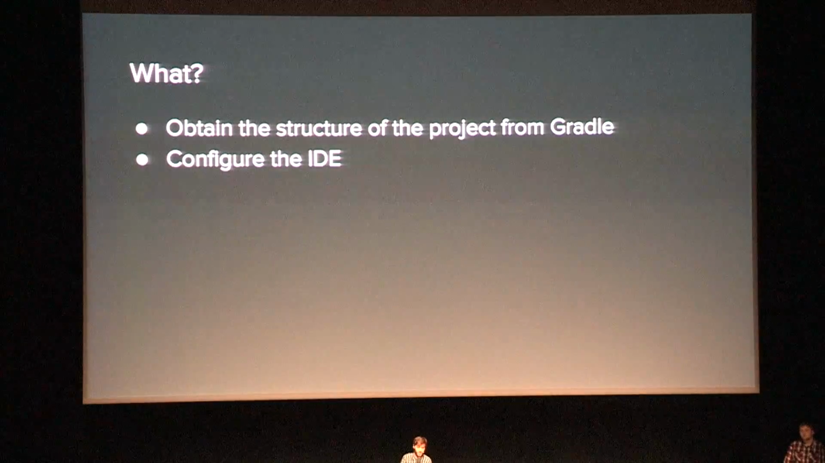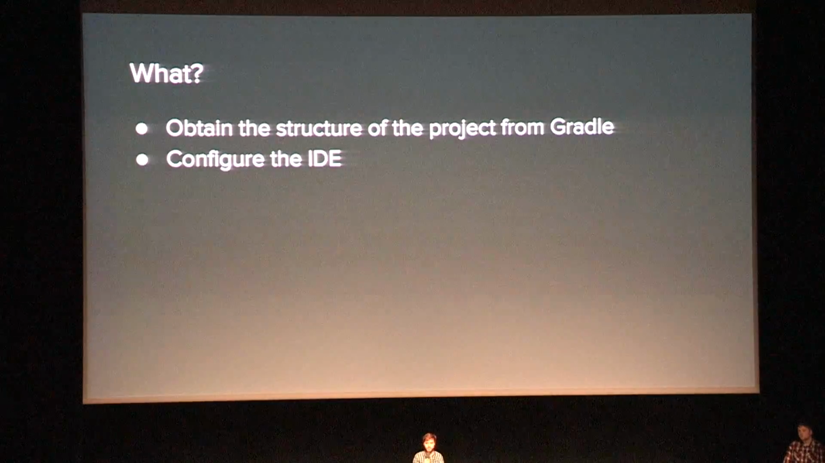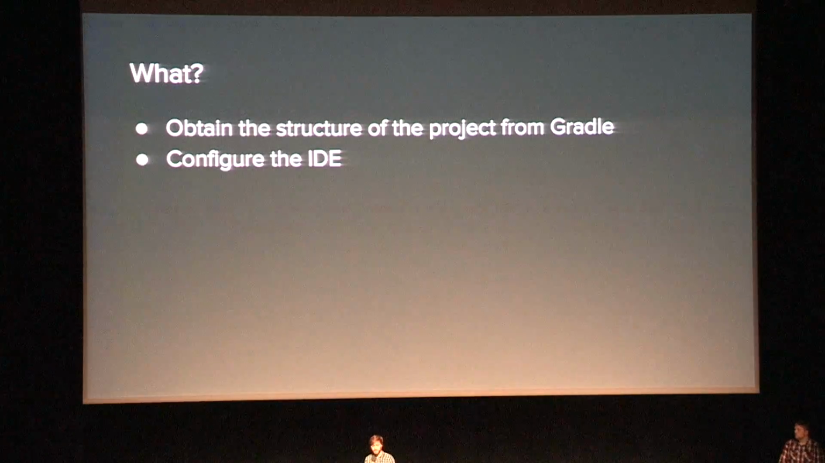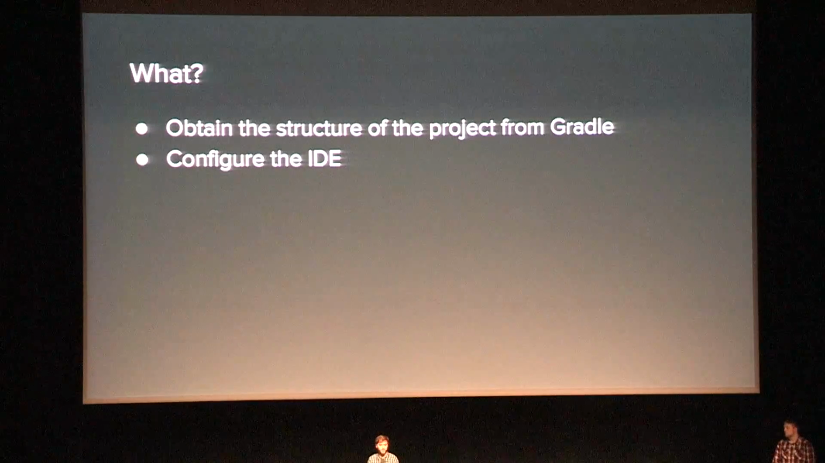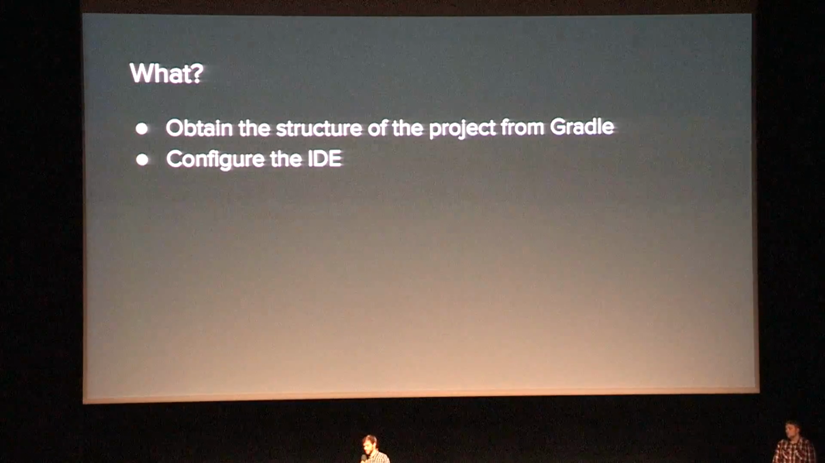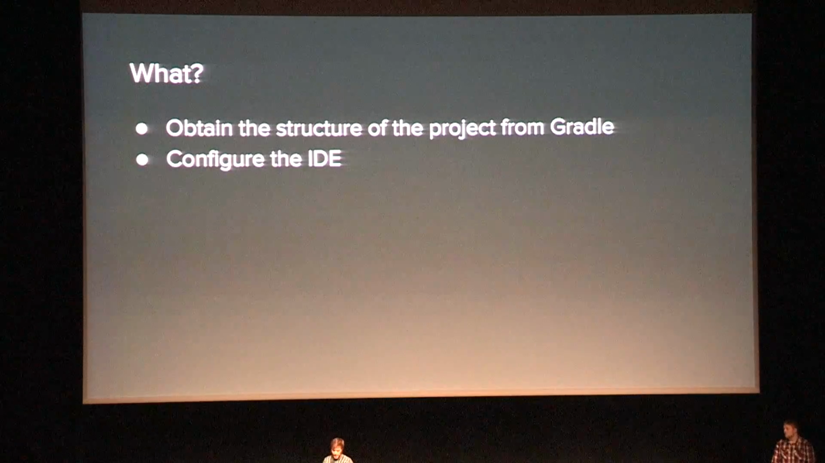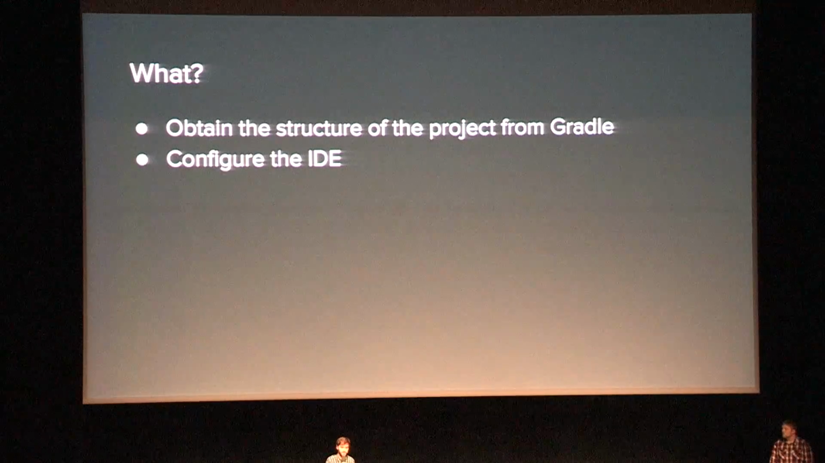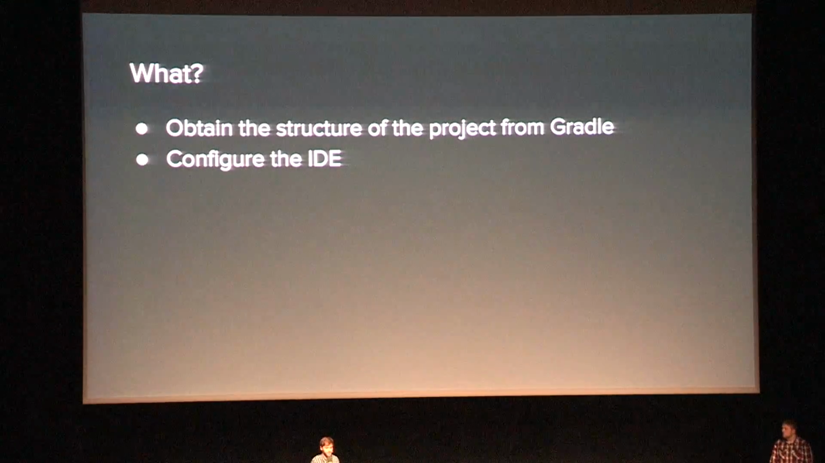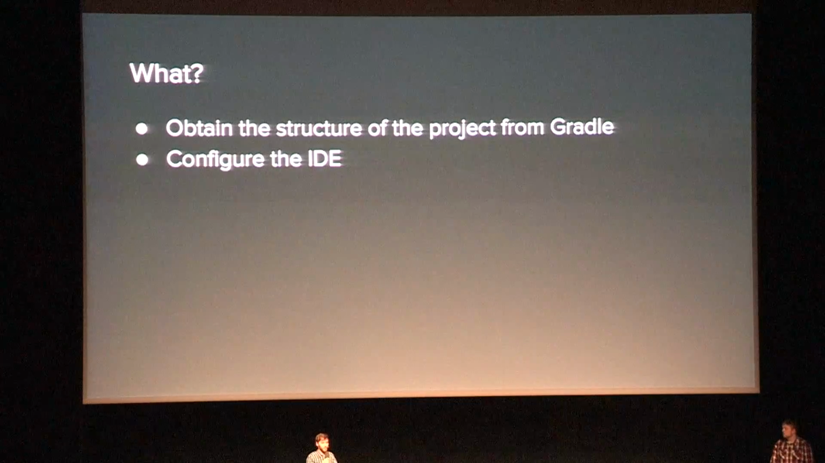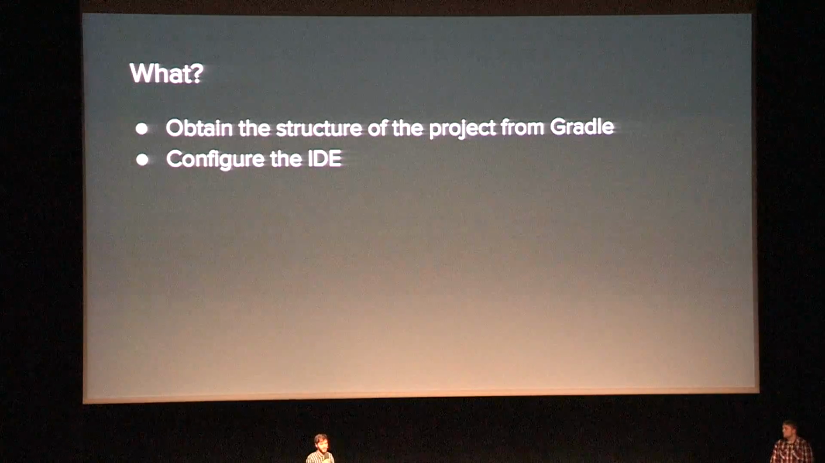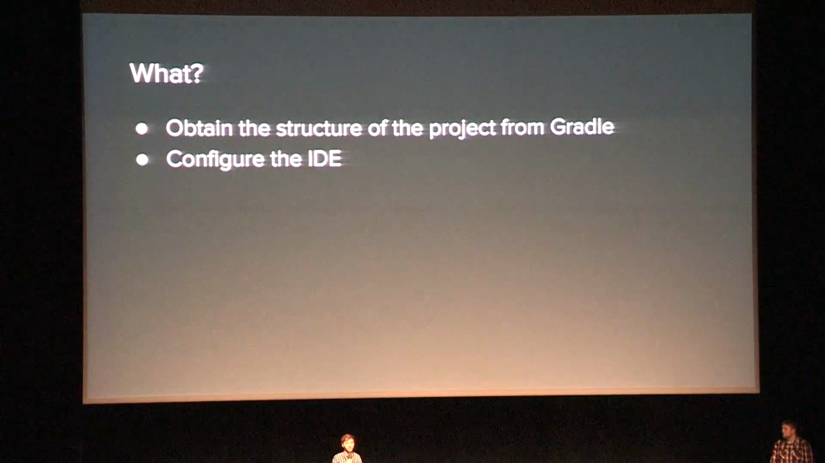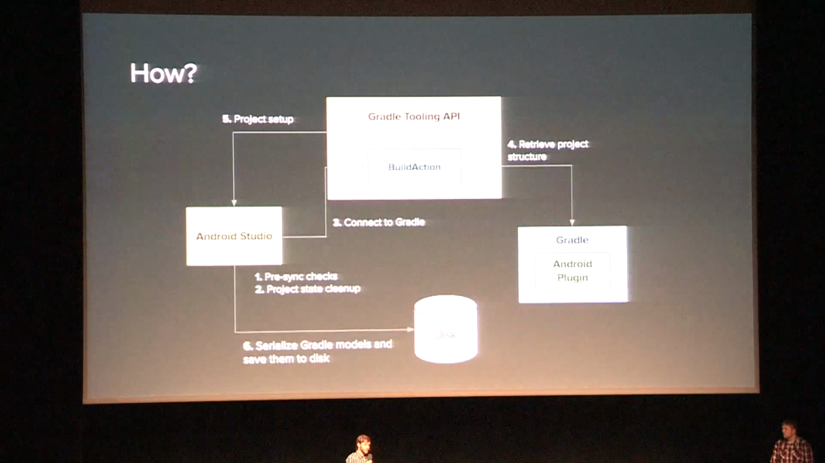So what is it? Basically, we get the structure of the project from Gradle in a kind of smart way, trying to build models that mean something for us, and we configure the IDE with that. What is there in those models, in this project structure? Basically, everything you need to have an IDE. Source sets and dependencies, and build tools versions, and all of those things that you put in the DSL, they are there. And we try to make sense of that and configure the IDE and make it available for other features in the IDE. And how does it work?